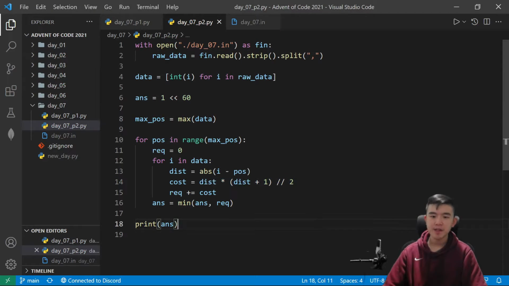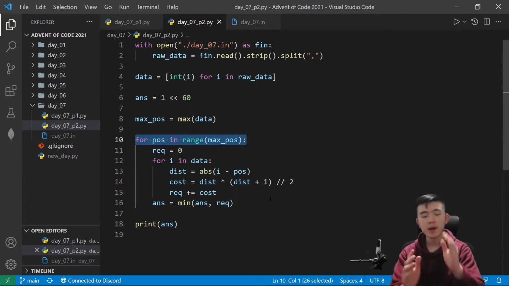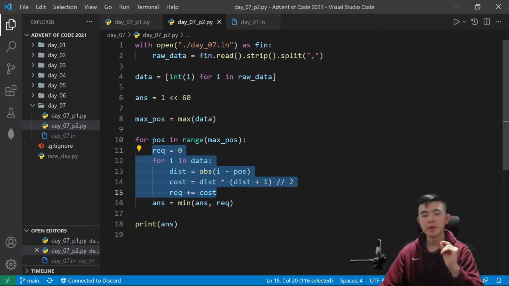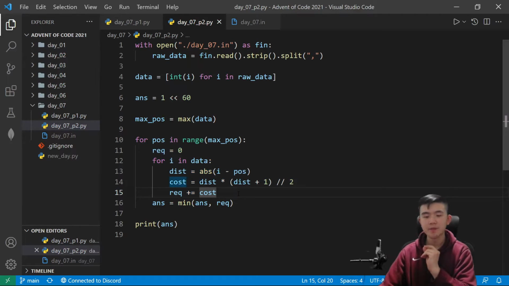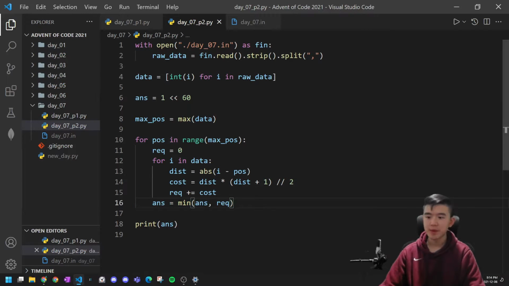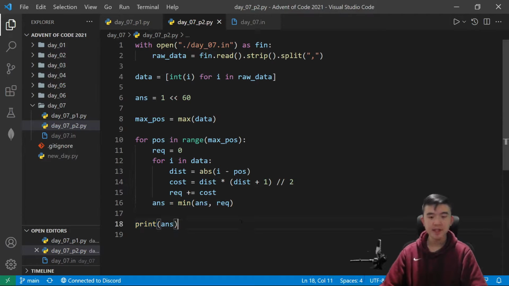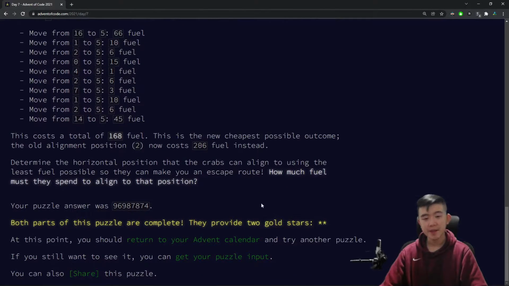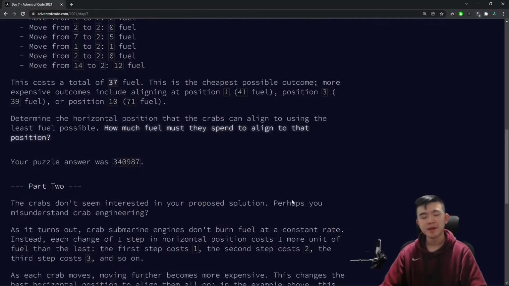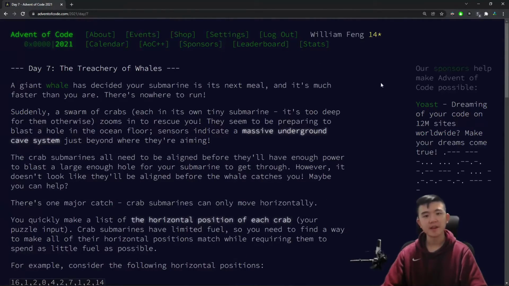And then after that, we just basically do the same thing as part 1. We consider all possible target locations, and then we compute the required total fuel for all the crabs to get to that target location. And then we just take the minimum of all those possible required fuels and then print out the answer. So again, I misinterpreted the problem for part 2 and I had to fix that. But, overall, pretty good, I think.